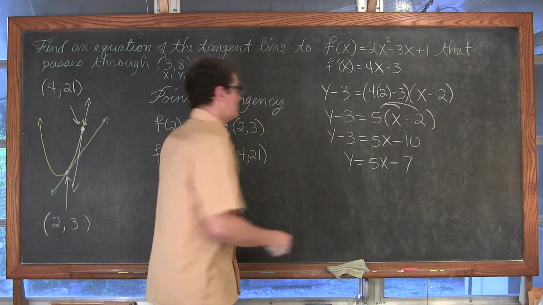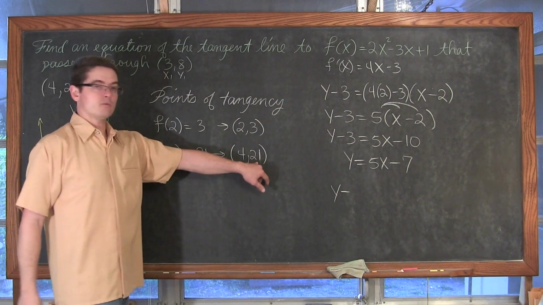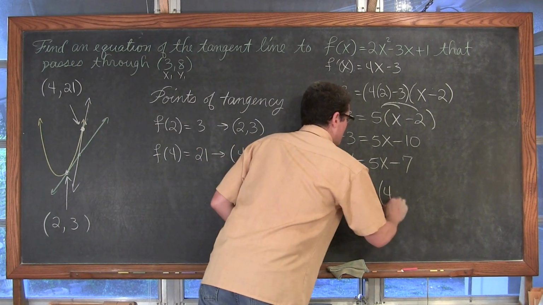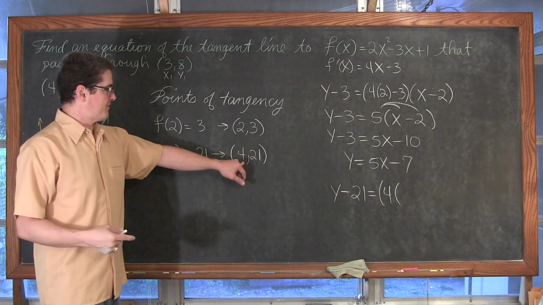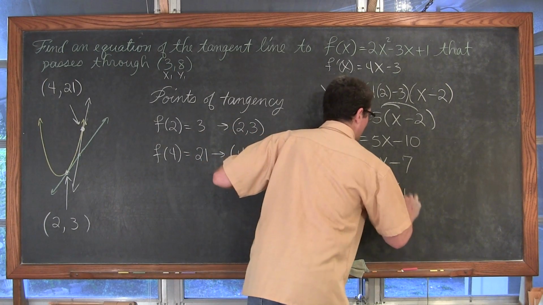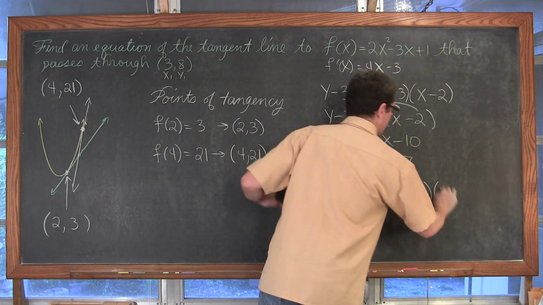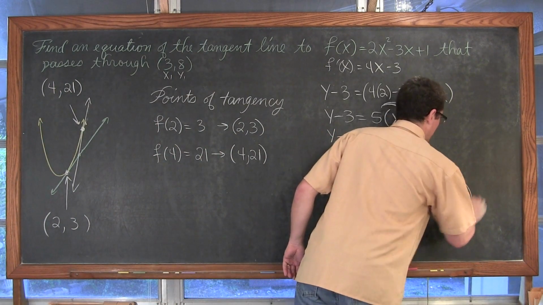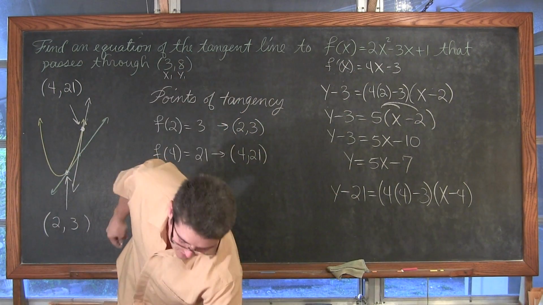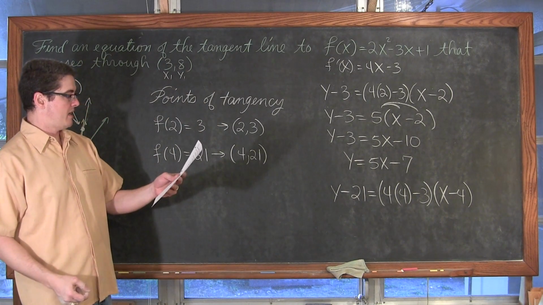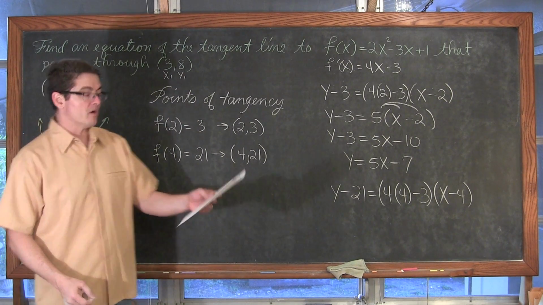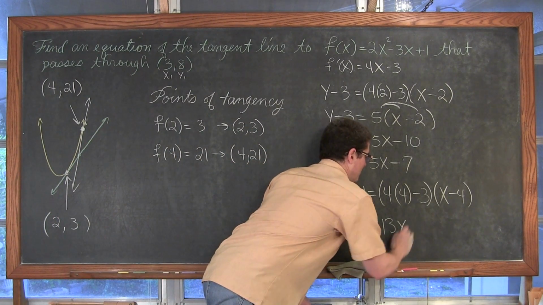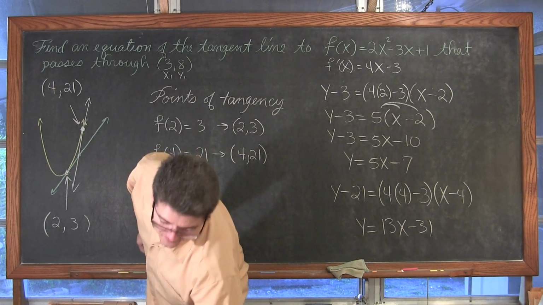The other tangent line is going to be y minus the y coordinate, which is 21, is equal to 4 times the x coordinate. We're finding the slope of the function at 4, so again 4 times 4 minus 3 times x minus the x-coordinate here of 4. And of course, with the same process of simplifying this algebra, let me just double check my work here. Yes, we are going to get a final answer of y is equal to 13x minus 31.